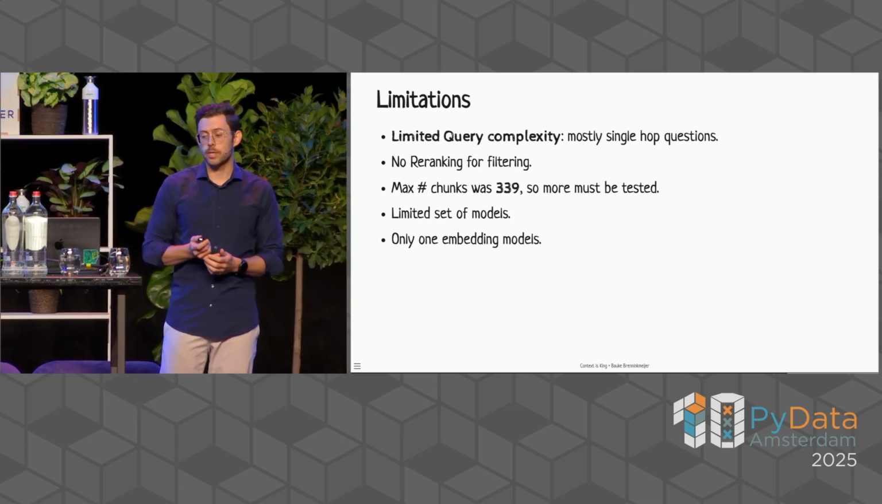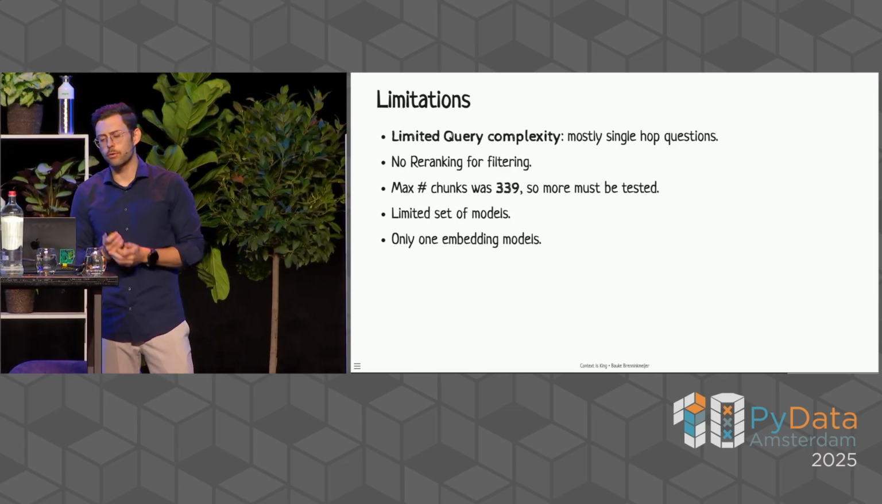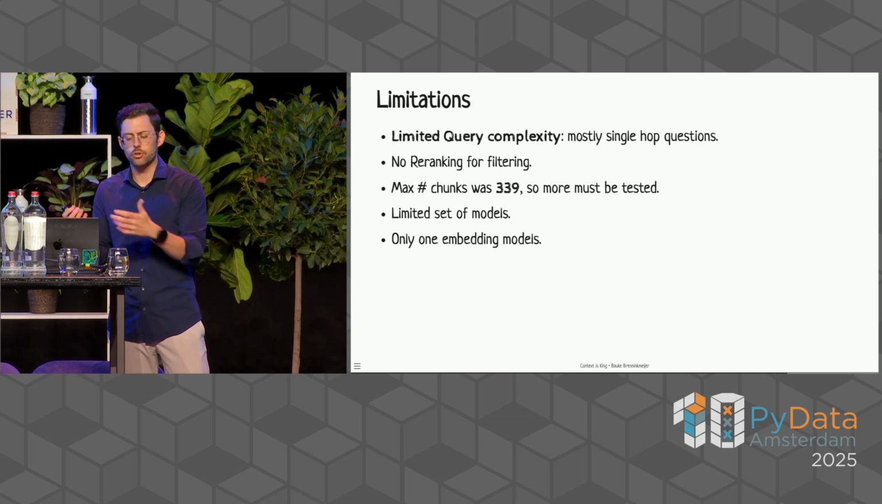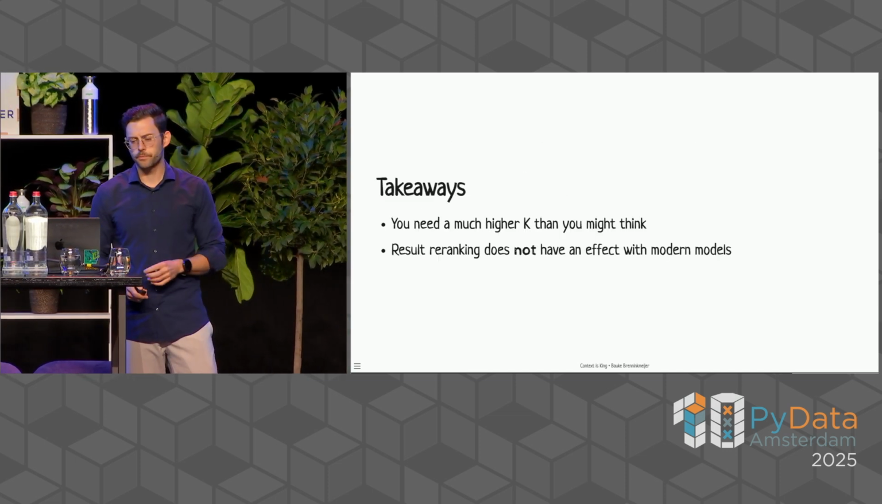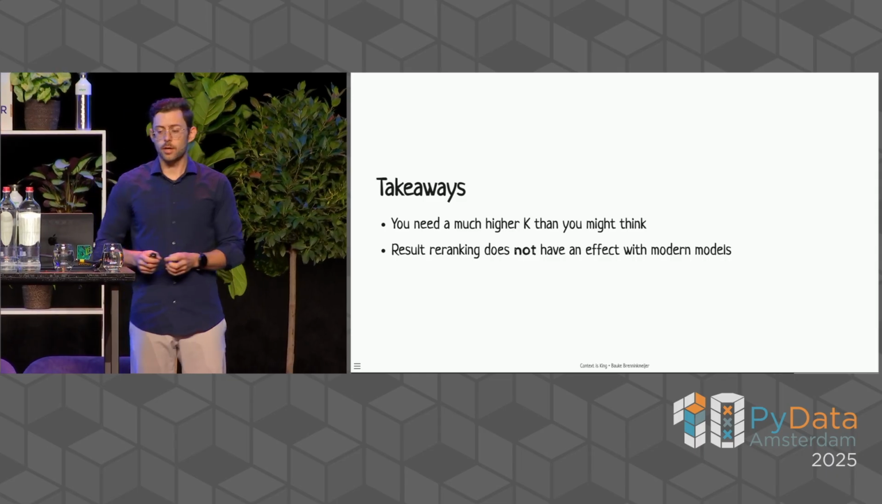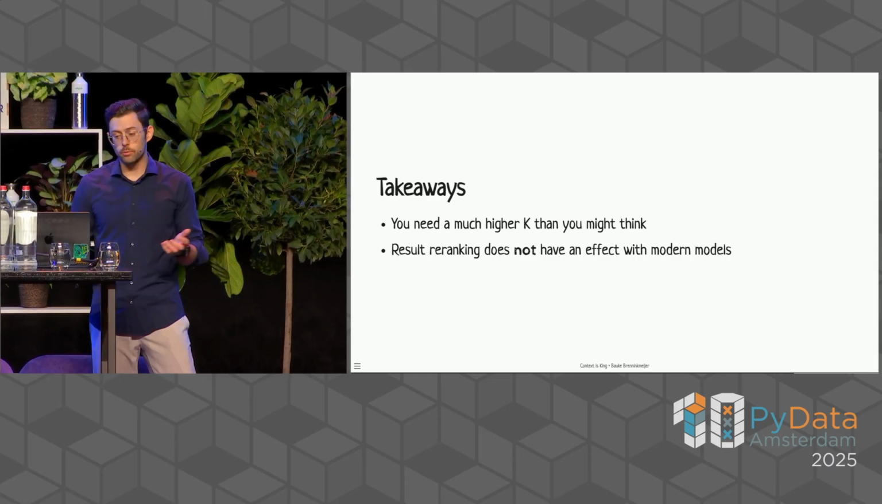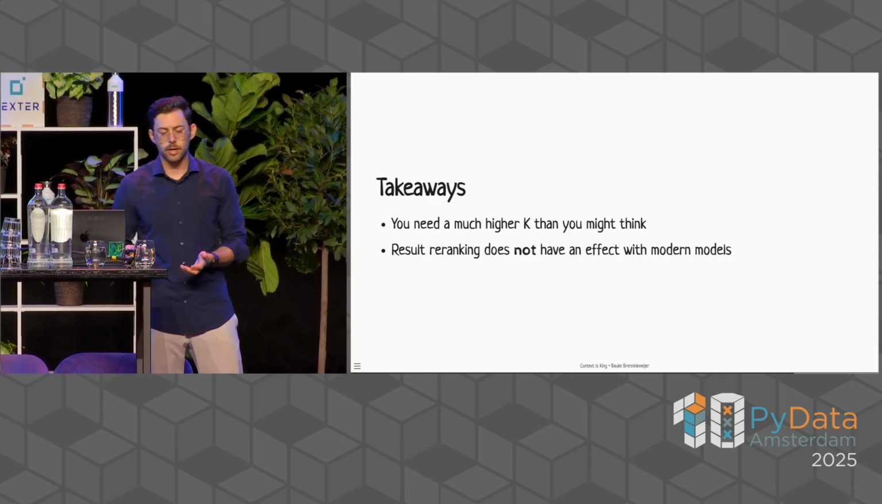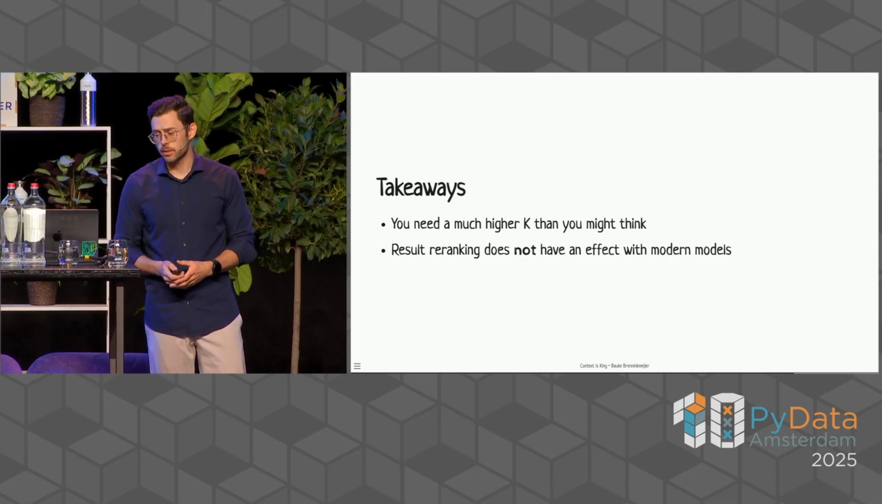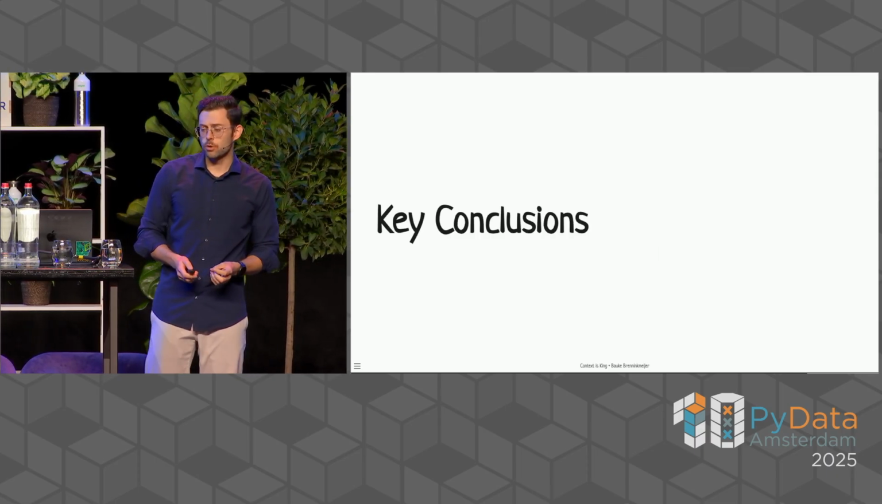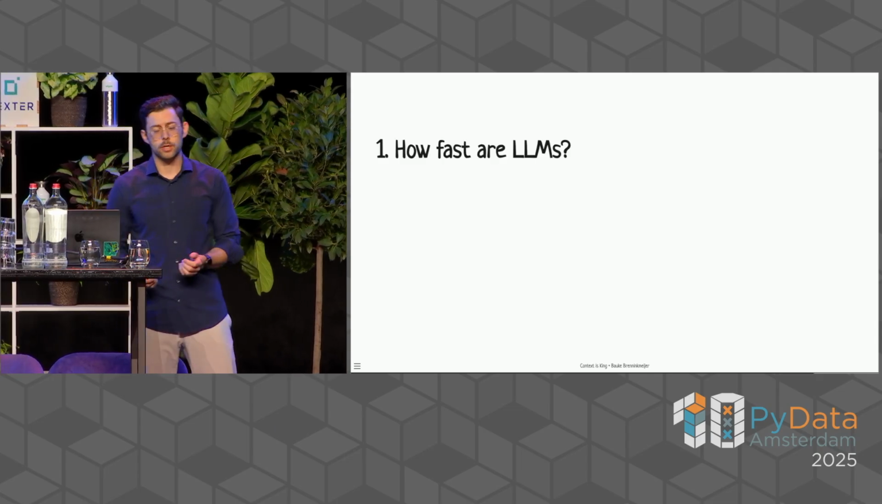Limited set of models, and I only used one embedding. I don't think there will be structural improvements or changes with different embedding models, but obviously some of these numbers will change. Takeaways: you need a much higher K than you might think, and result re-ranking didn't really have an effect, at least in these tests. Key conclusions: how fast are LLMs?